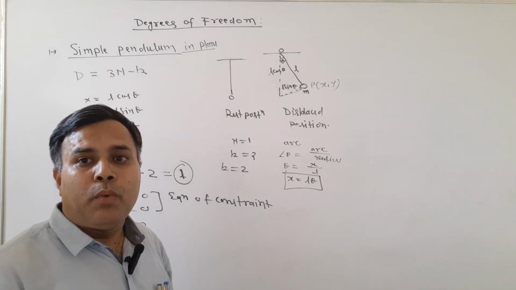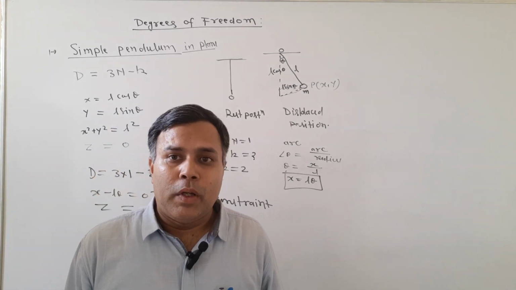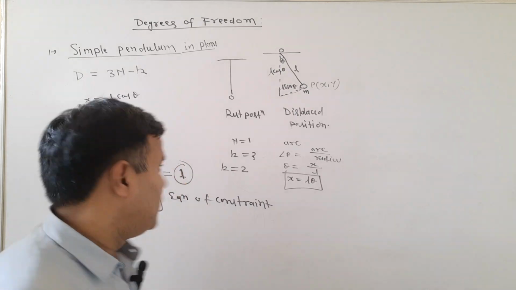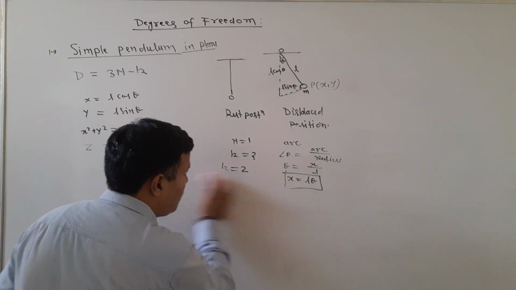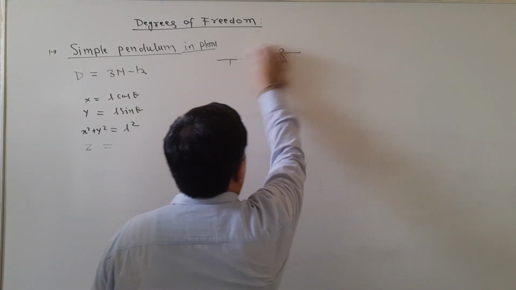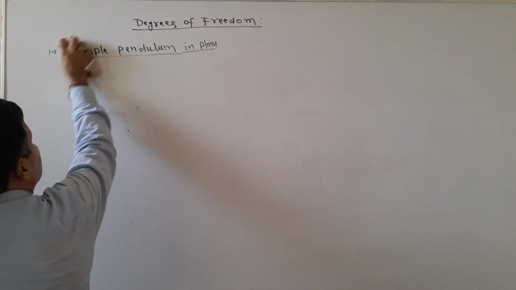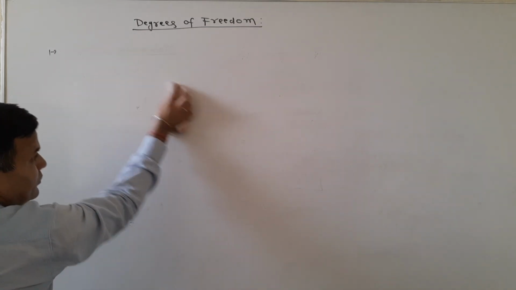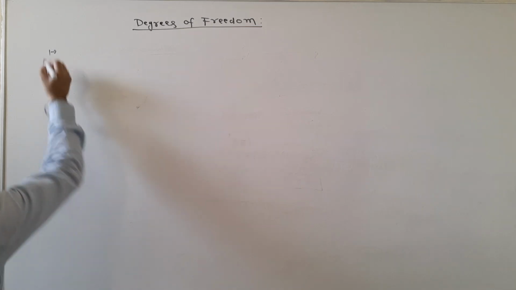We have another very important example physical system, that is Atwood's machine. Next is Atwood's machine. So we have the second example.